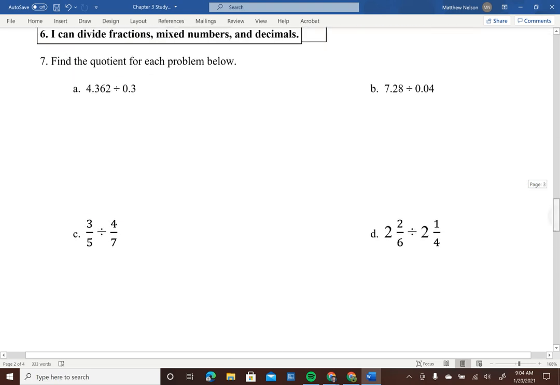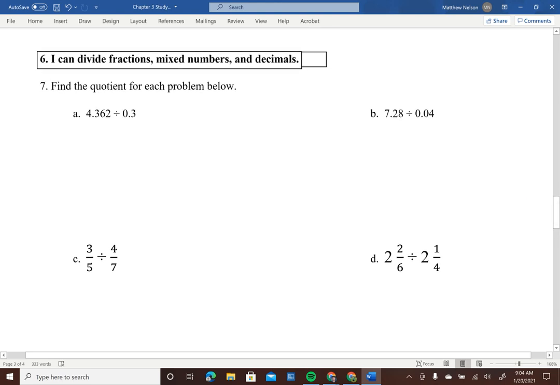Now we're looking at part 6. Find the quotient for each problem below. So again, we're going to kind of ignore the decimal points. So I have 4.362 on the inside of my division. And then my outside number, my divisor we call it, is 3.3, 4 points.